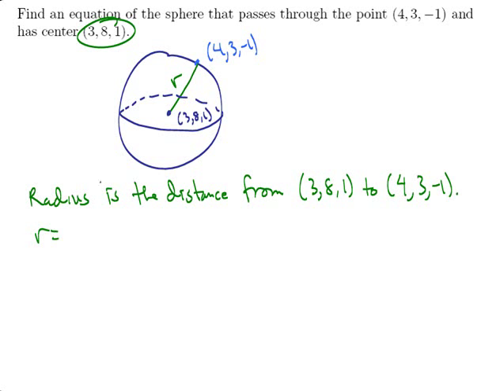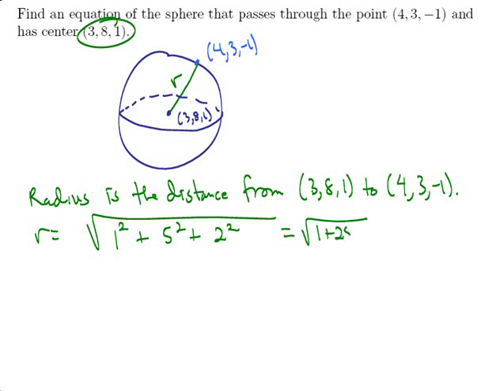And so r is going to be, using the distance formula for 3 dimensions, the square root of the difference of the x values. The difference between 3 and 4 is 1. We square that amount. Plus the difference of the y values squared. The difference between 8 and 3 is 5, so we square that amount. Plus the difference of the z values squared. The difference between 1 and -1 is 2. So we square that amount. We get the square root of 1 plus 25 plus 4. That, I believe, is the square root of 30.